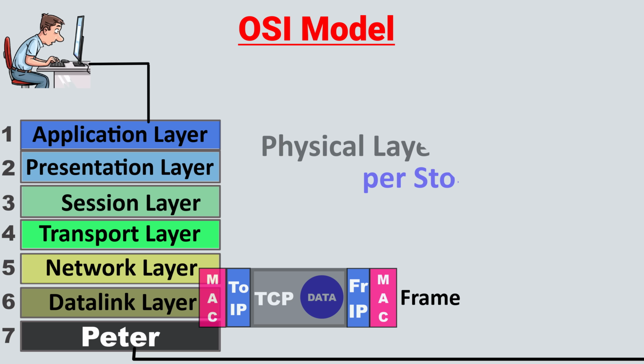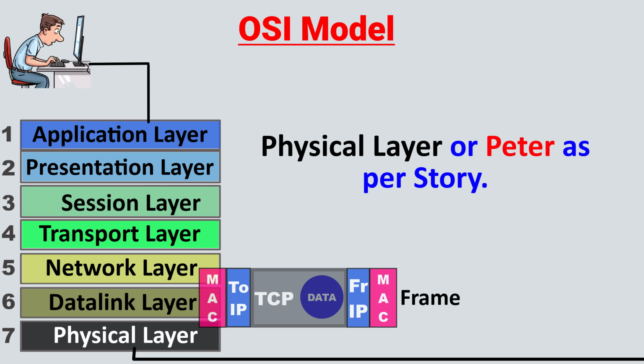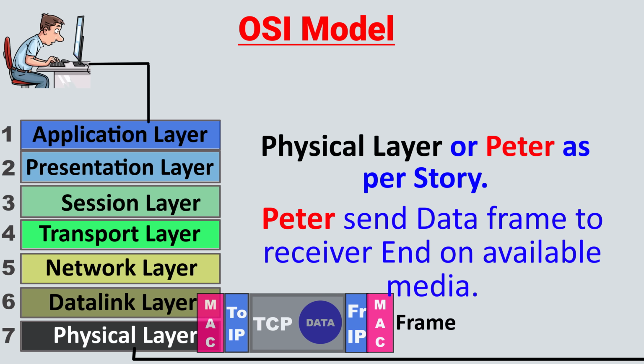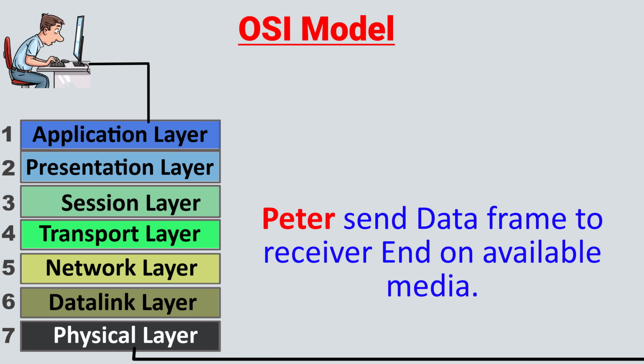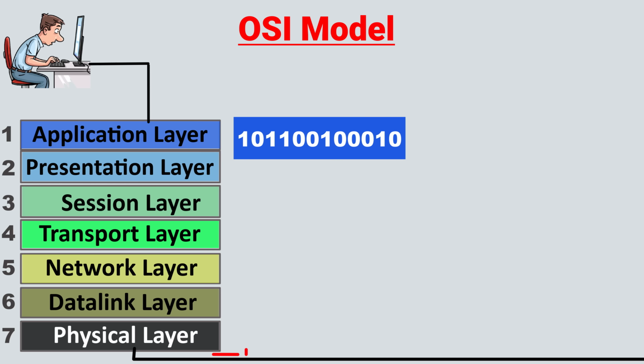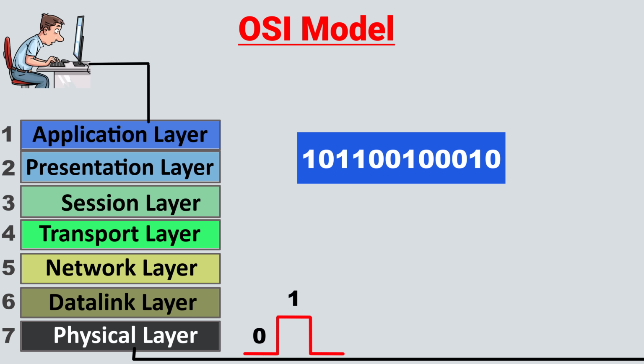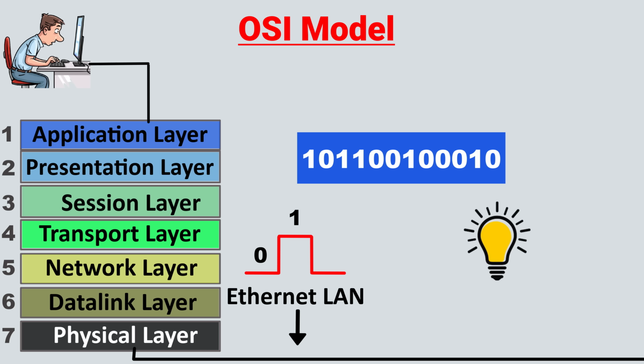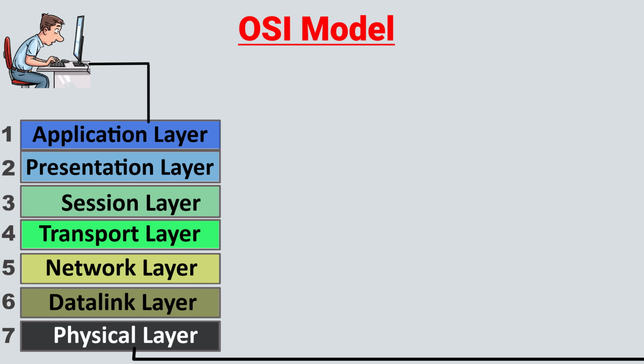After that, there is the physical layer, or Peter as per the story. What Peter did in the story was just send the data frame to the receiver end on the available media. So in the OSI model, the physical layer converts this binary sequence into signals and transmits it on the locally available media. It can be an electrical signal in the case of an Ethernet LAN cable or a light signal in the case of an optical fiber cable. So the signal generated on the physical layer depends on the type of media used to connect two devices. So that's it on the sender side as per the OSI model.